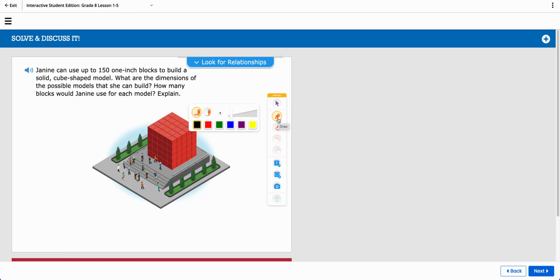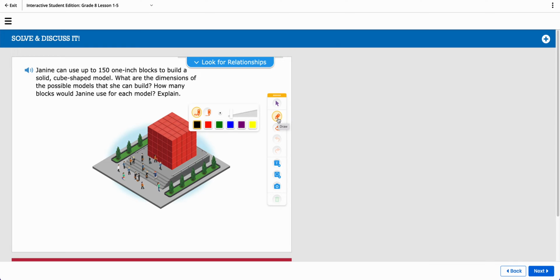But she wants to build a cube-shaped building. So what do you know about cubes? Emery. Well, they have the same length, width, and height. Yeah, so it's got to be the same dimension in all directions, right? She can't build one long, skinny building. It's got to be a square on all sides. It's got to look like a Rubik's Cube, right?